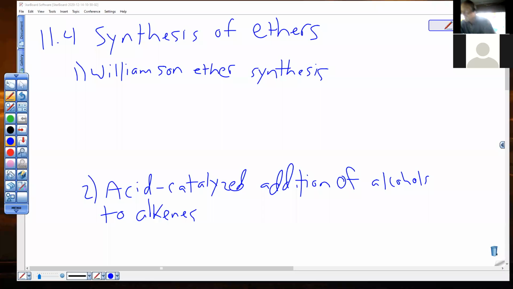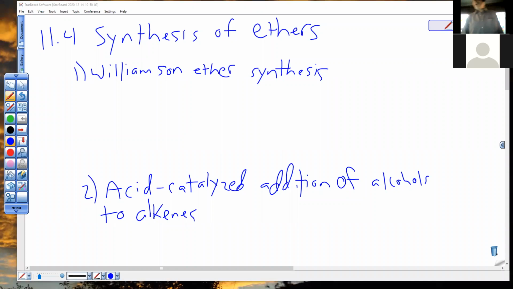And it's all about ethers, finishing up chapter 11. And here we go. On this page, there's actually going to be nothing new. It's just reminding us that we already learned how to make ethers with a couple of reactions. And I will just illustrate with examples.